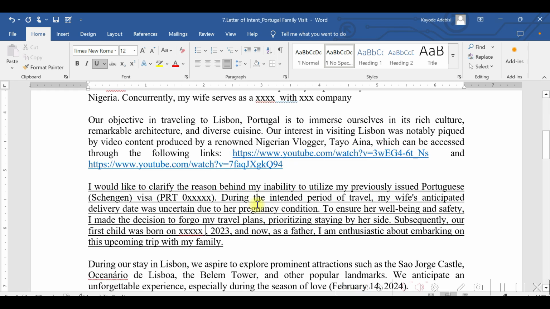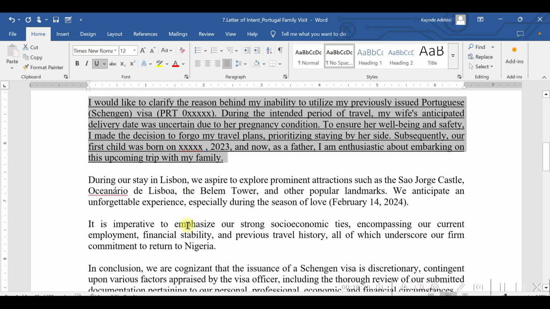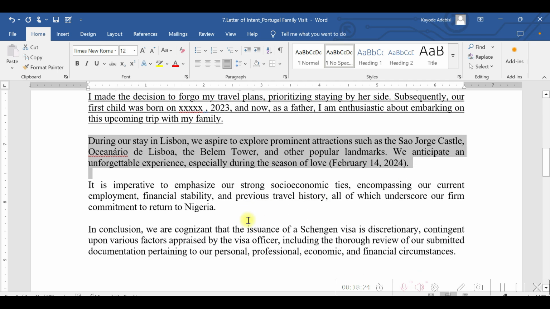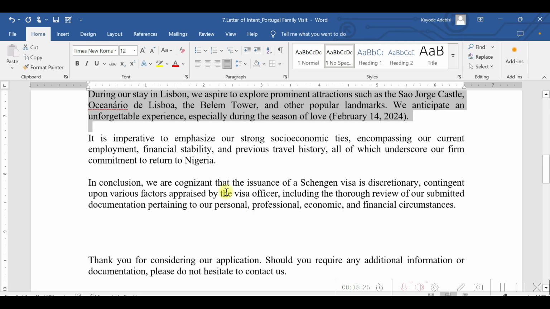Also, the principal applicant had tried to visit Portugal before. He got the visa, but he didn't use it, so he had to provide a rationale or justification of why he didn't use that visa. So this is what this underlined paragraph was just trying to explain. Then of course, he provided information around the itinerary and what they're really going to do in Portugal.